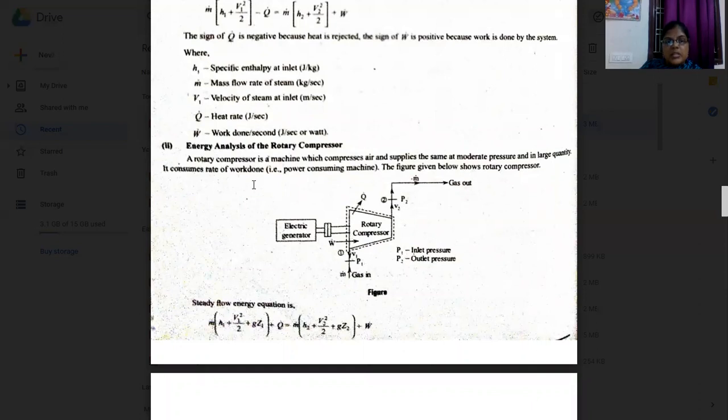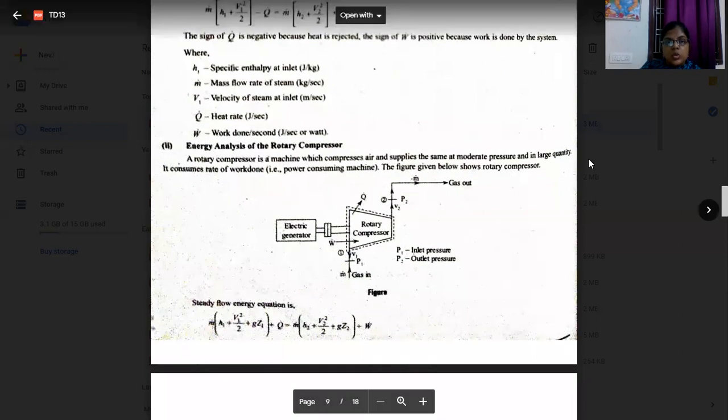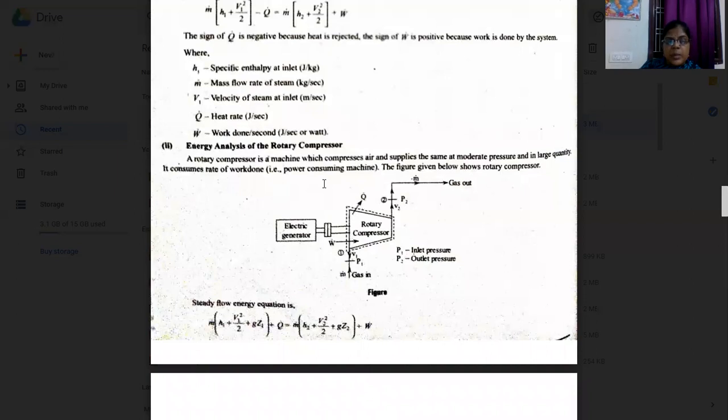A rotary compressor is a machine which compresses air and supplies the same at moderate pressure and in large quantity. It consumes work, so it is a power consuming machine. The figure given below shows a rotary compressor.